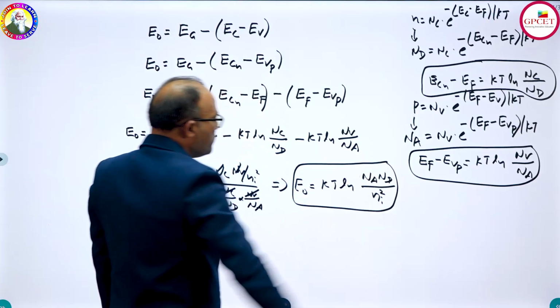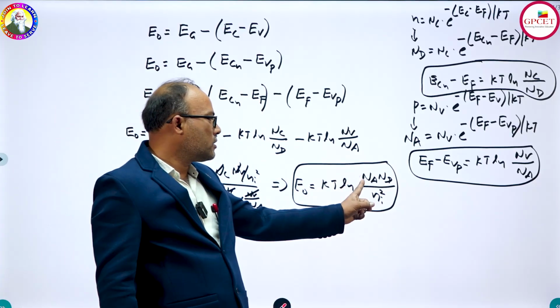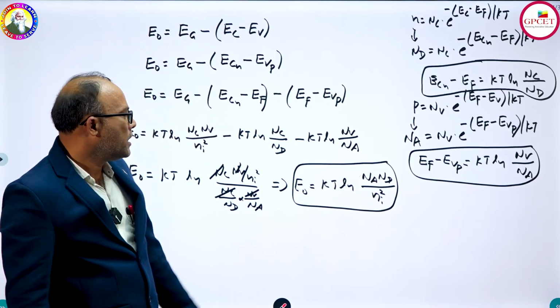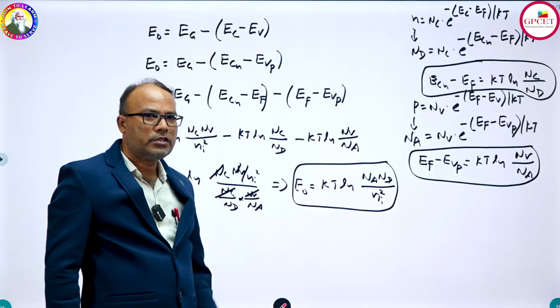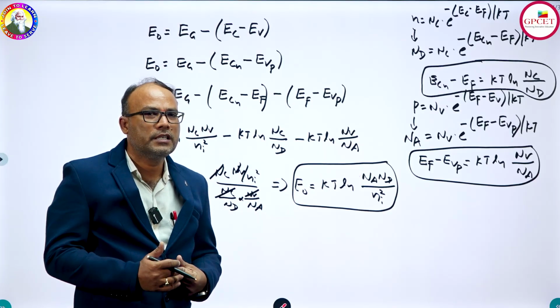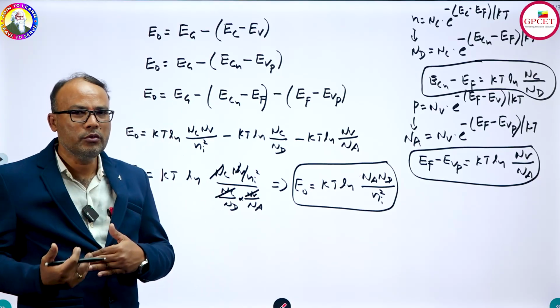E naught is equal to kT ln (Na Nd by ni squared), where Na is called the acceptor concentration, Nd is called the donor concentration, and ni is called the intrinsic concentration, k is the Boltzmann constant, T is the temperature, and E naught is the energy level, the potential energy barrier for charge carriers in order to move from P type to N type or from N type to P type.